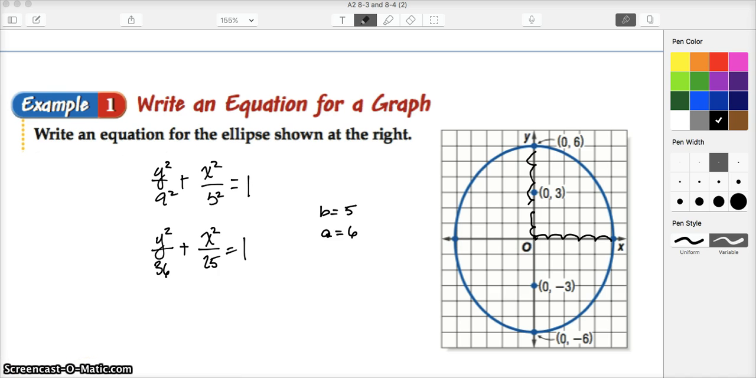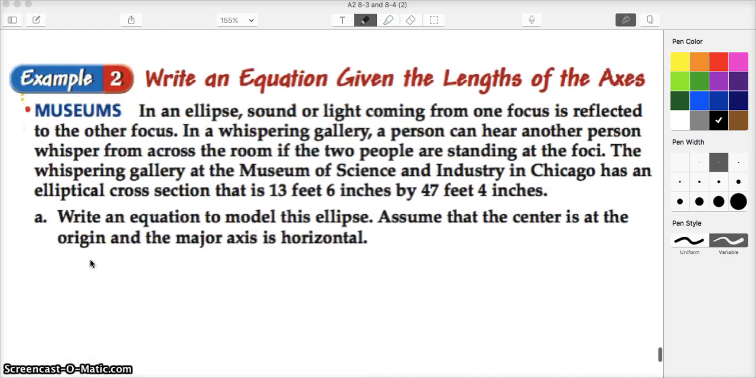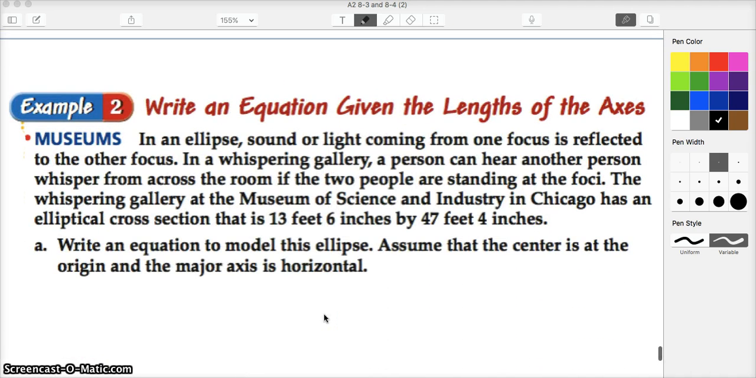All right, so let's look at this next example. We have example 2, and example 2 reads, write an equation given the lengths of the axes. In an ellipse, sound or light coming from one focus is reflected to the other focus. In a whispering gallery, a person can hear another person whisper from across the room if the two people are standing at the foci. The Whispering Gallery at the Museum of Science and Industry in Chicago has an elliptical cross-section that is 13 feet 6 inches by 47 feet 4 inches. Write an equation to model this ellipse. Assume that the center is at the origin and the major axis is horizontal.